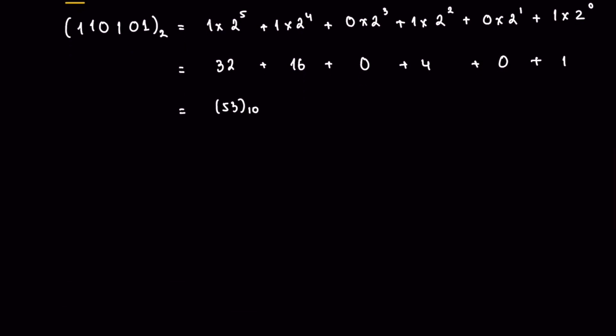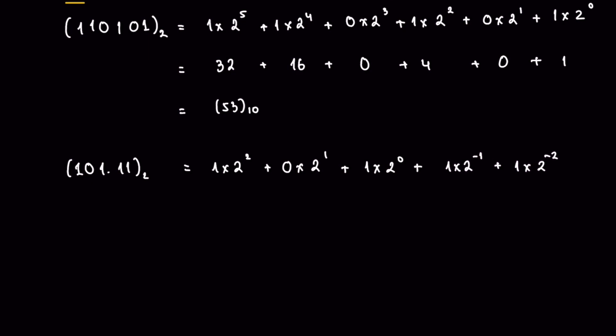Now in terms of numbers with fractions, how could you do that? So 101.11 in base 2. Now you have 0, 1, 2. So 1 times 2 squared, plus 0 times 2 to the 1st power, plus 1 times 2 to the 0, plus 1 times 2 to the negative 1, plus 1 times 2 to the negative 2. So for the first calculations you get 4 plus 0 plus 1.